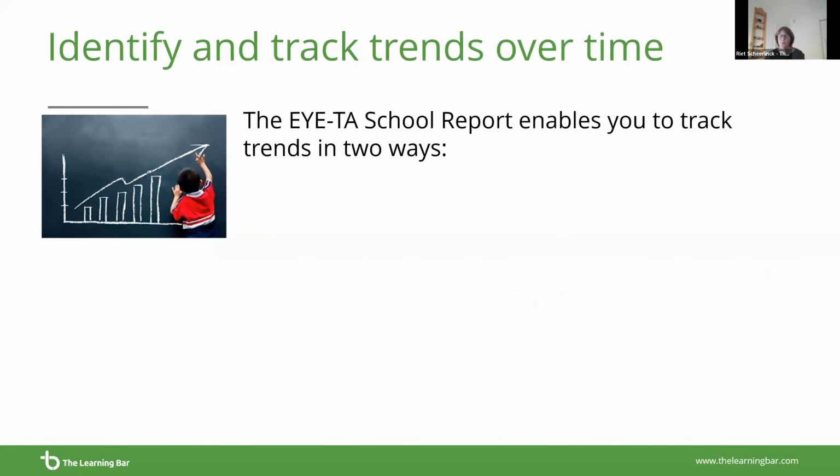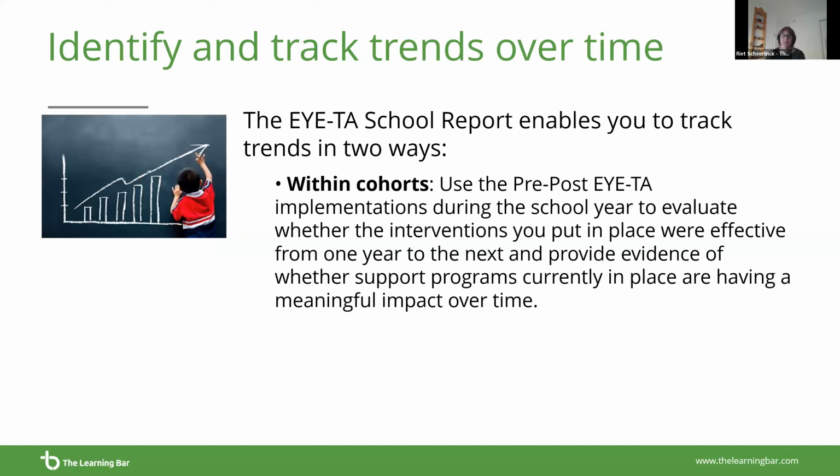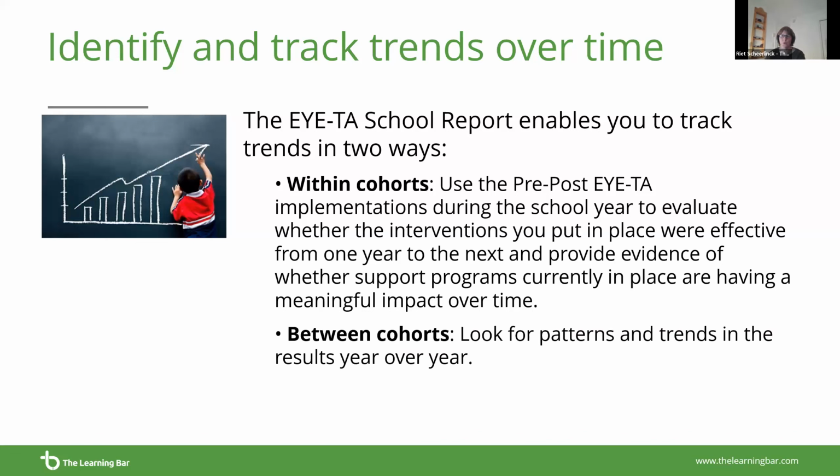The EYETA school report enables you to track trends in two ways. The first one is within cohorts. We can use the pre-post EYETA implementations during the school year to evaluate whether the interventions you put in place were effective from one year to the next, and also provide evidence of whether support programs currently in place are having a meaningful impact over time. The other way is between cohorts. Look for patterns and trends in the results year over year.